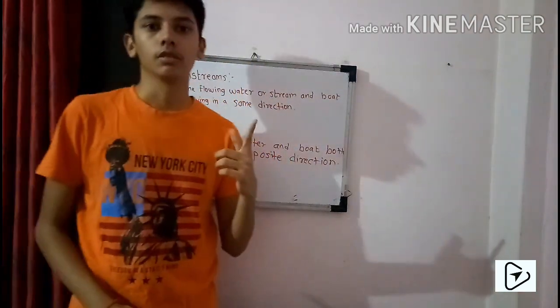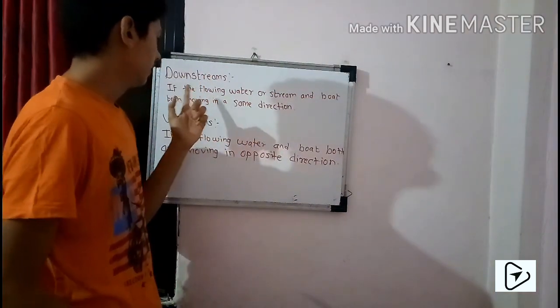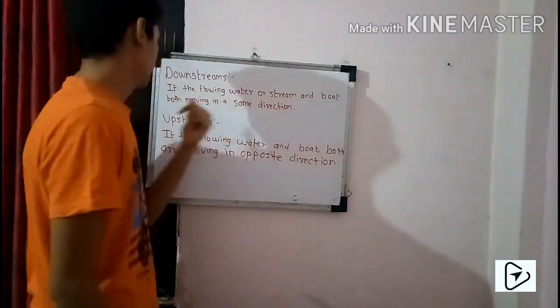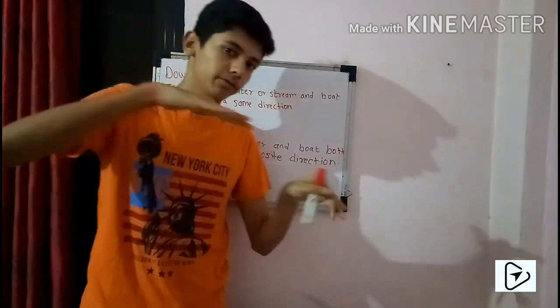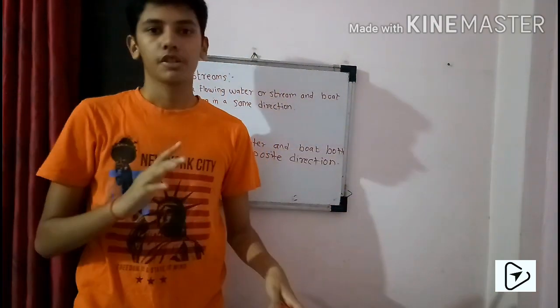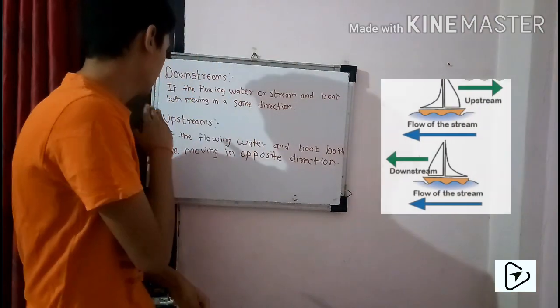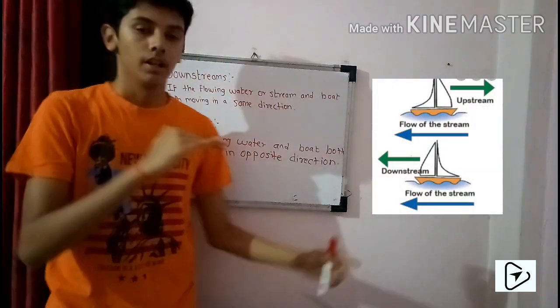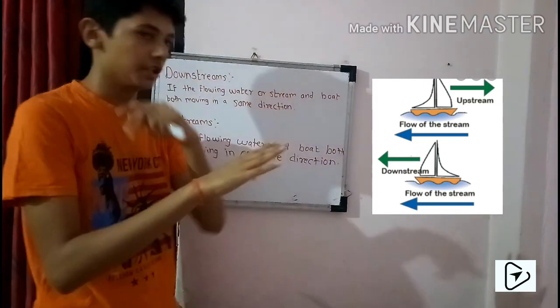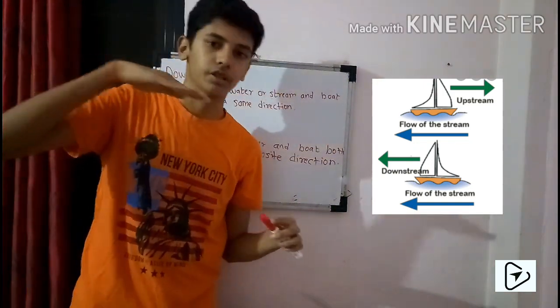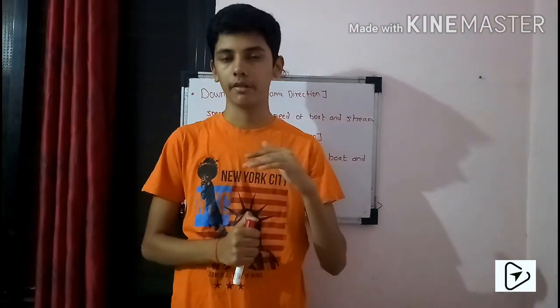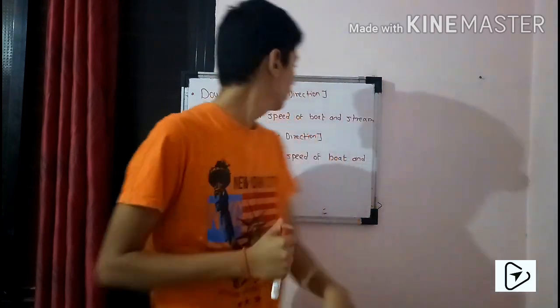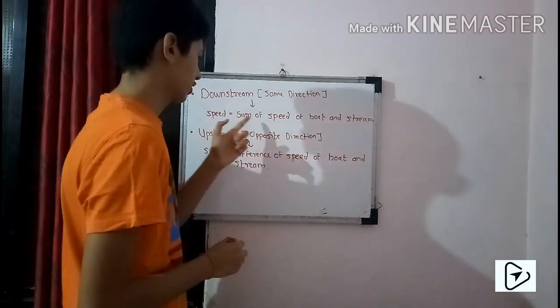First we learn what downstream is. If the flowing water, or the stream, and the boat are moving in the same direction, such a condition is called downstream. What is upstream? If the flowing water and the boat are moving in opposite directions and the boat is crossing the stream, such a condition is called upstream. In which condition do we add the speeds, and in which do we take the difference? In downstream, speed is equal to the sum of the speed of boat and stream.